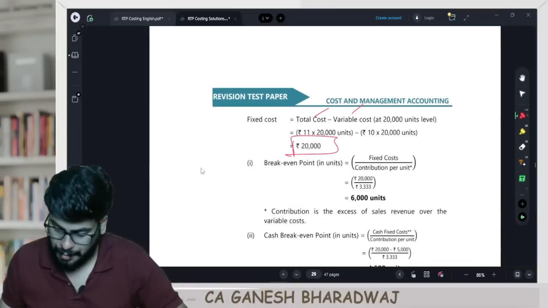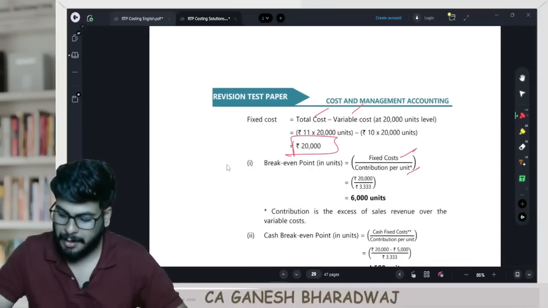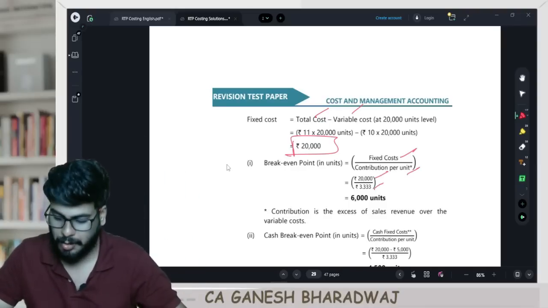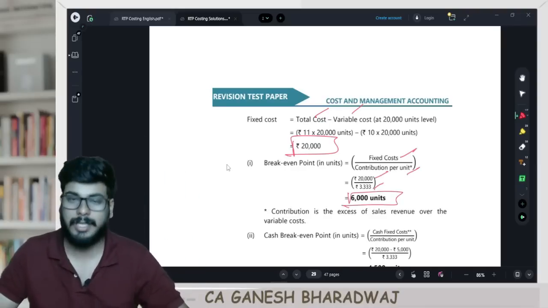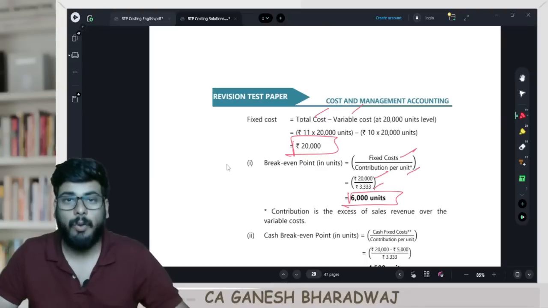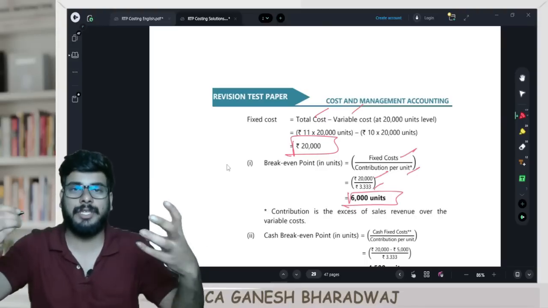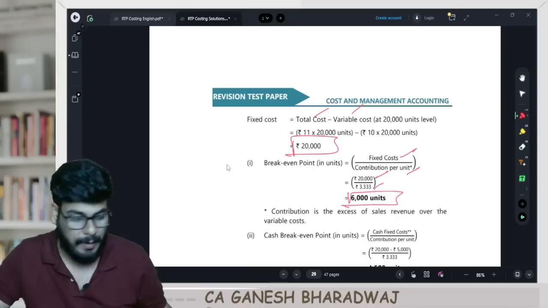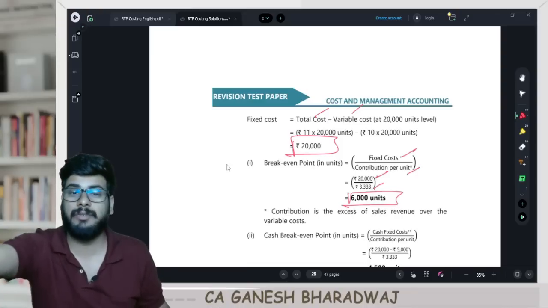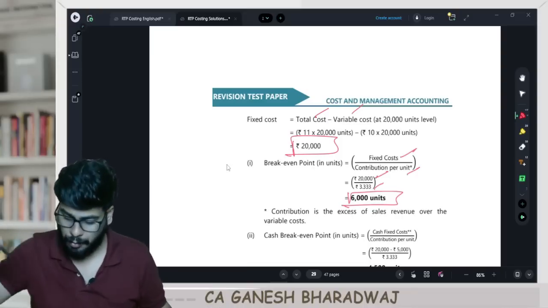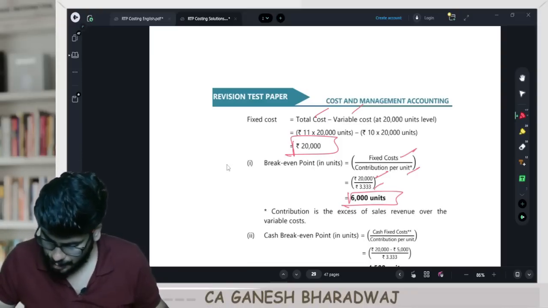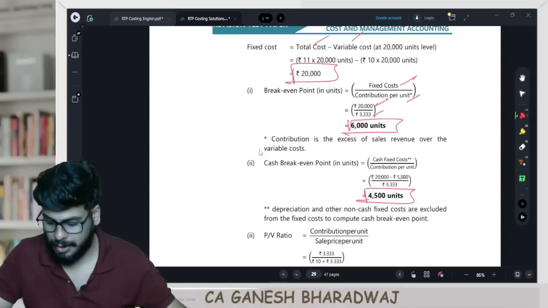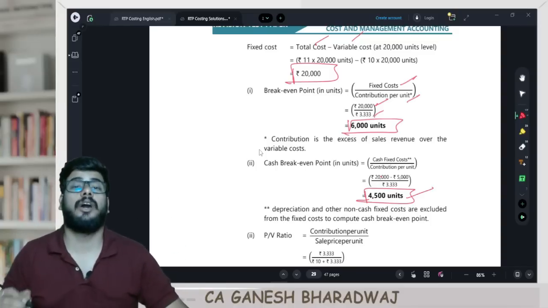Now, what is the break-even point? Fixed cost divided by contribution per unit, 20,000 divided by the contribution per unit given in the question, 3.3333. So you'll get 6,000 units as the break-even point. What is the cash break-even point? It is cash fixed cost divided by contribution per unit. What is cash fixed cost here? It's going to be 20,000 minus 5,000 rupees. 5,000 is your non-cash fixed cost. Remove that. It's going to be 15,000 rupees divided by 3.333. So 20 minus 5, 15,000 divided by 3.33. You get how much?